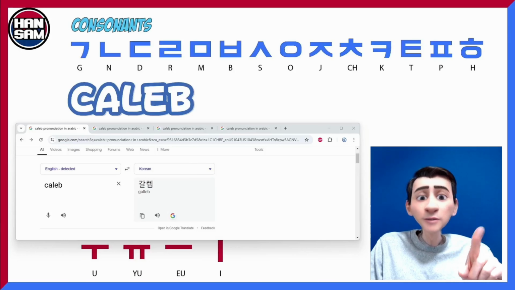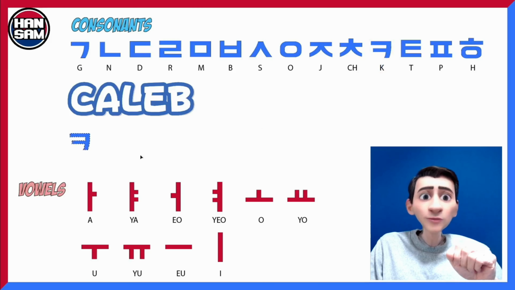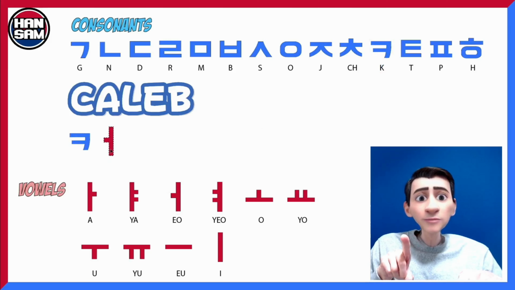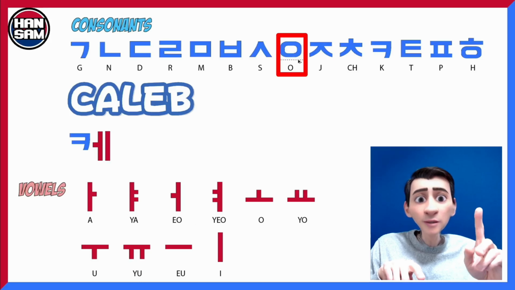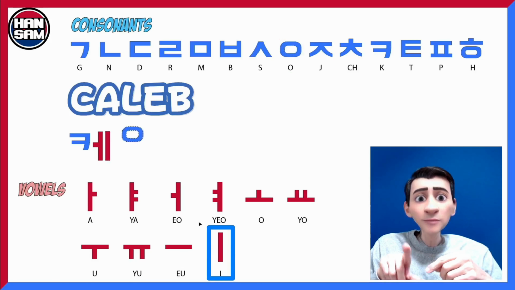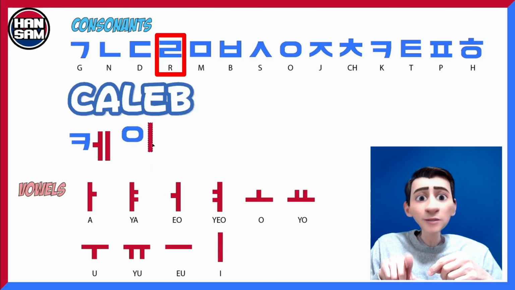Let's get started. We need K sound from kieuk. To create E sound, we need combination of A and E from the vowel. We need empty sound from ieung. To create the sound from the vowel, we need R sound from rieul.